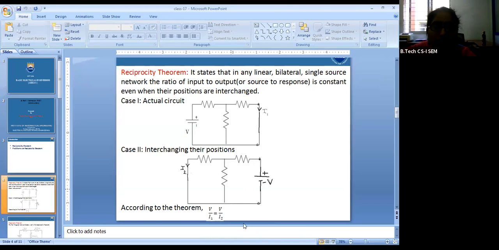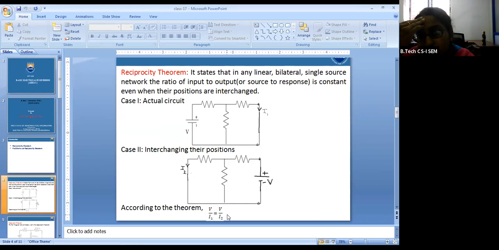So you can see here clearly, right? According to the theorem, V by I1 is the initial case, the ratio of source to response, and the second case is after their positions are interchanged. Get the voltage source here and find the response here. Then V by I1 equals V by I2. That is the theorem statement. Did you understand?